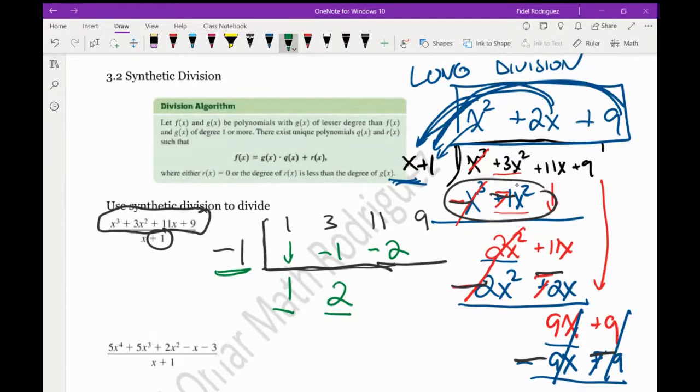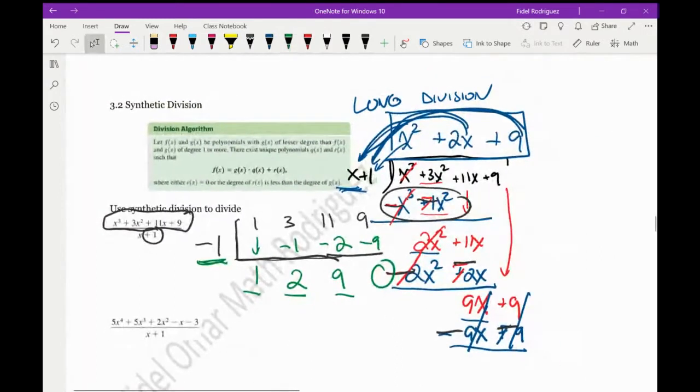So 11 plus -2 is 9. And then we're going to multiply one more time. -1 times 9 is a -9. We're going to add those numbers again. We're going to get 0. Okay? So let me tell you what's going to happen.